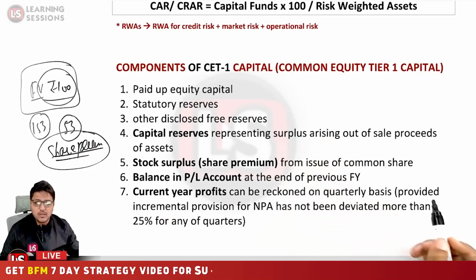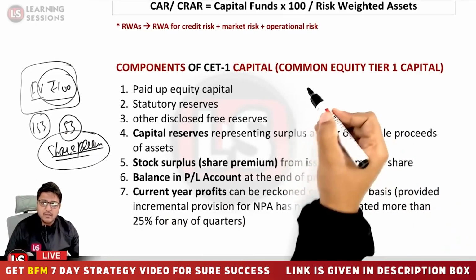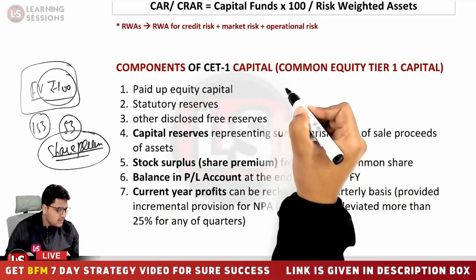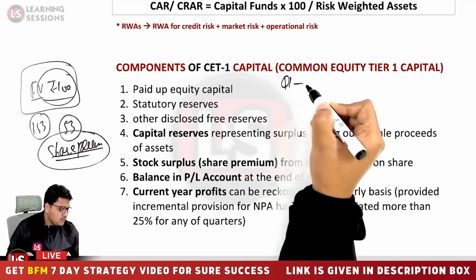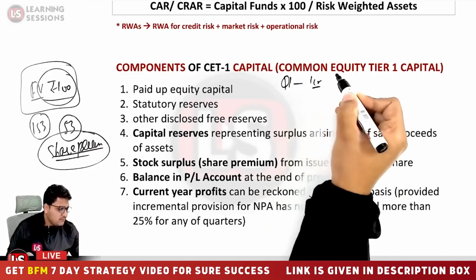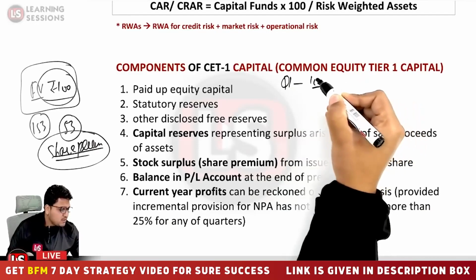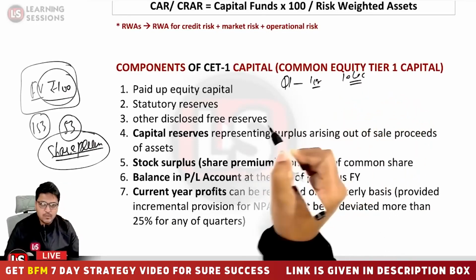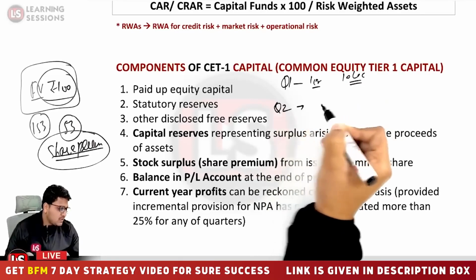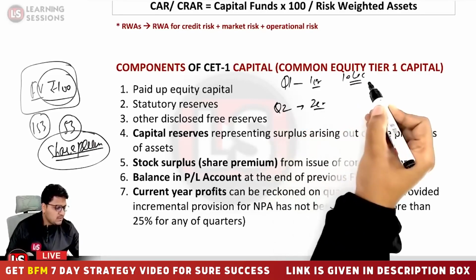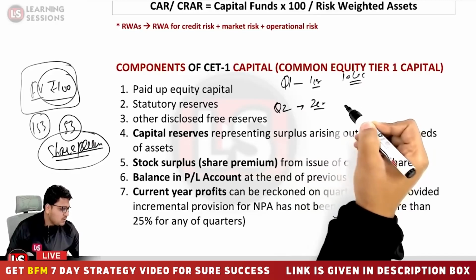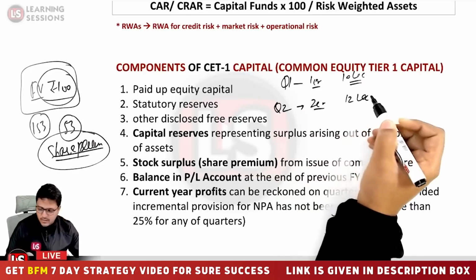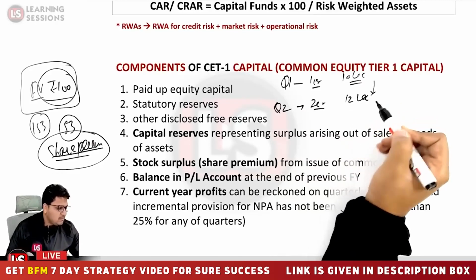So let me tell you a scenario. Let me take the case that in Q1 you had a profit of rupees 1 crore, and the NPA provision that you created was 10 lakh rupees. In quarter 2 the profits are 2 crore rupees and the NPA provision grew to 12 lakh rupees. Now in this case, what is the incremental deviation in NPA provision?